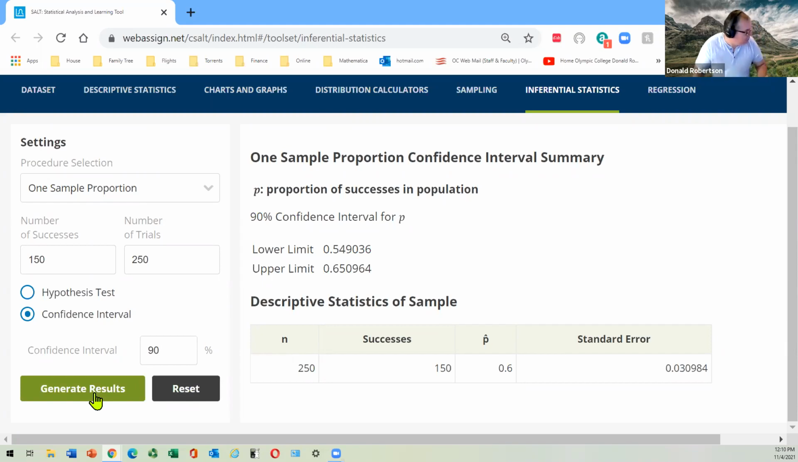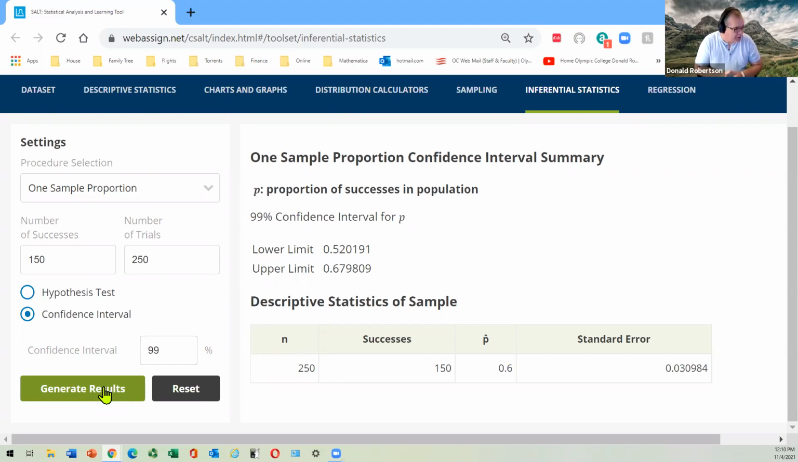And then I'll do it one more time for 99. Oops, too many. 99. And if I generate that result, the answer we get is 0.52 and 0.68, if you round them off to two decimal places.